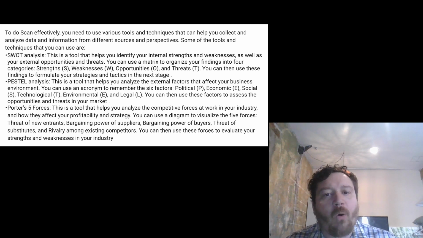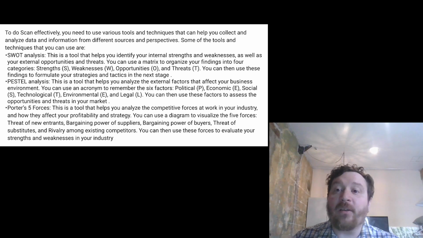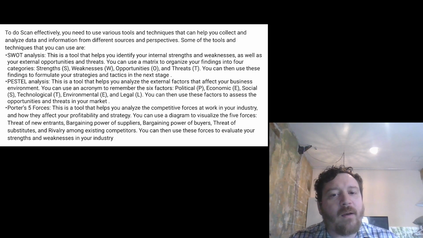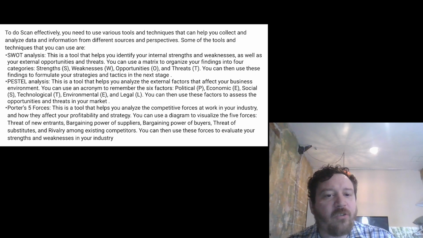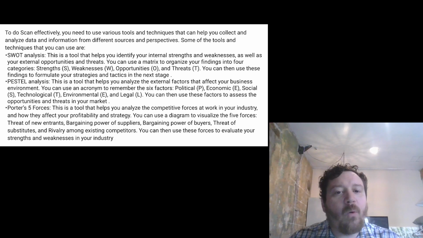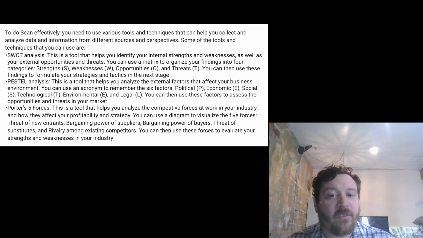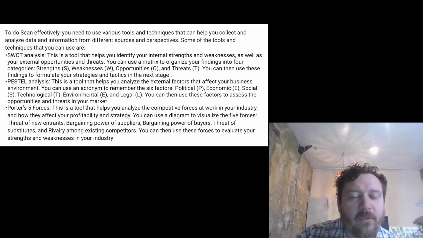We comply with all relevant laws and regulations that govern our industry. Economic. We operate in a growing economy that has a high demand for AI solutions across various sectors. We benefit from access to capital and resources that enable us to invest in our business growth. We face economic risks such as inflation, recession, or currency fluctuations that may affect our revenue or expenses.